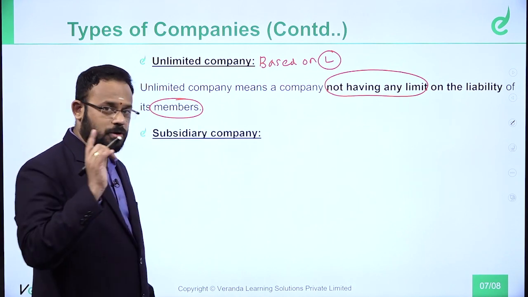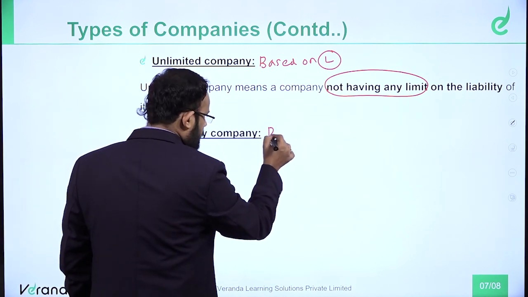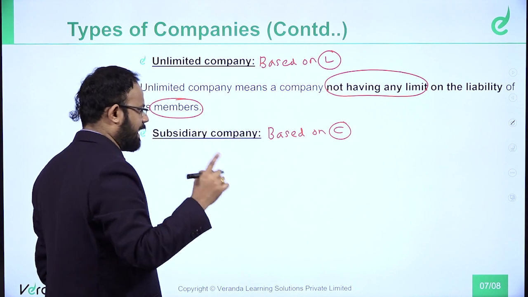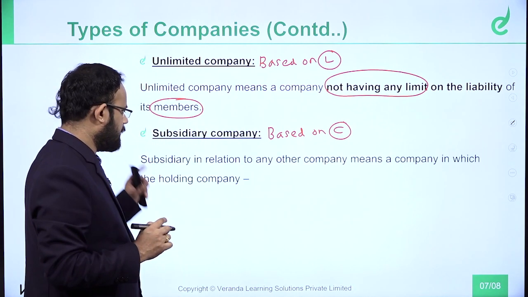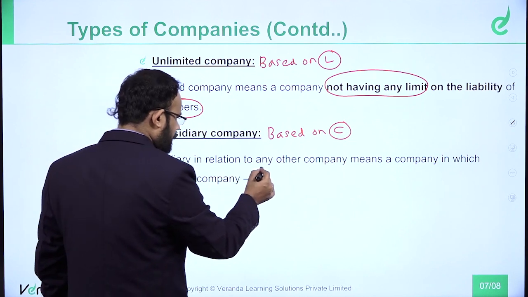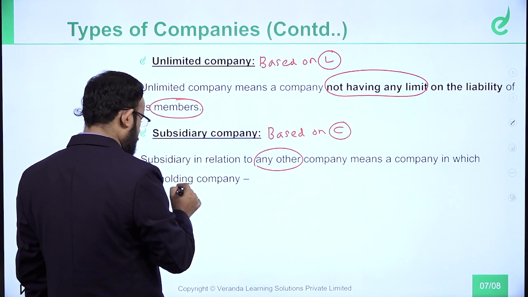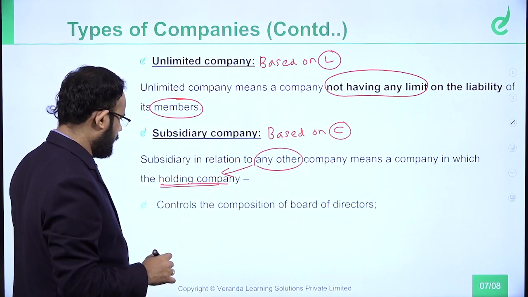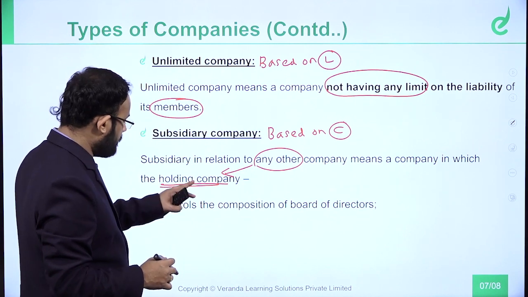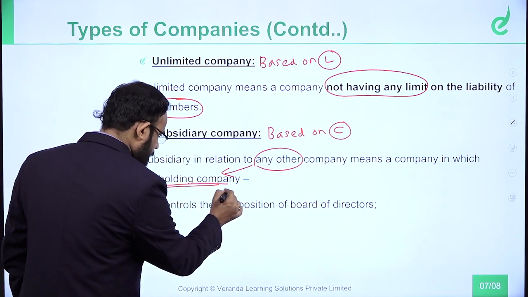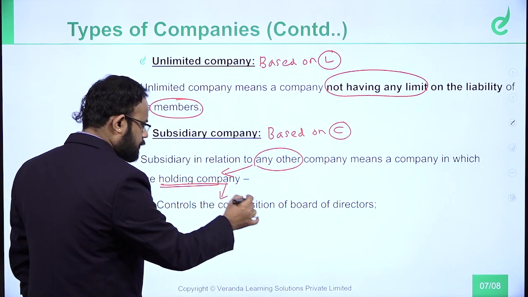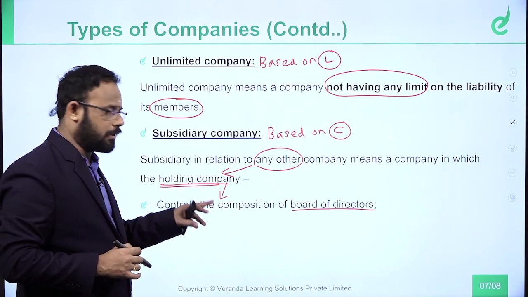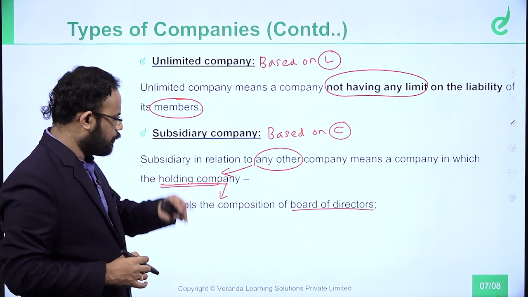Next is subsidiary company. I was talking about holding company. You remember? It is based on C, control. Based on control. In CAMEL, what is C? Subsidiary company, in relation to any other company, means a company of which that other company is the holding company. I told you parent and small company, right? The holding company controls the composition of the board of directors of the subsidiary company. So, remember, the subsidiary company will not control; the holding company will control the composition of the board of directors.